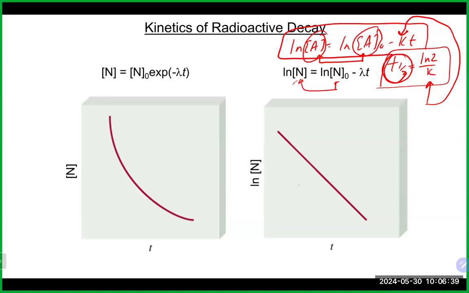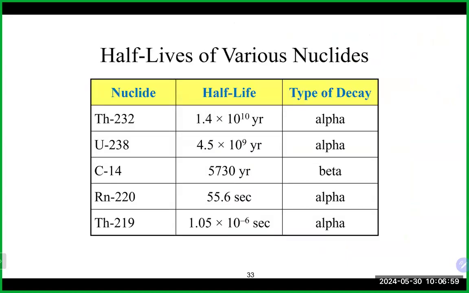Remember, our graph is still the same here. Natural log versus time yields us a straight line where the slope is equal to the negative of the decay constant in this particular case. And this is what we expect to see happen. We should see a decay over time of what we started with.